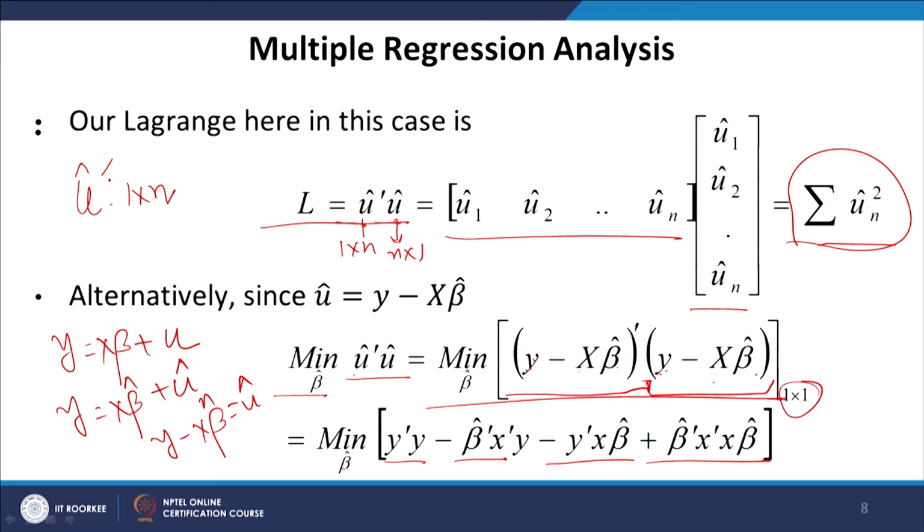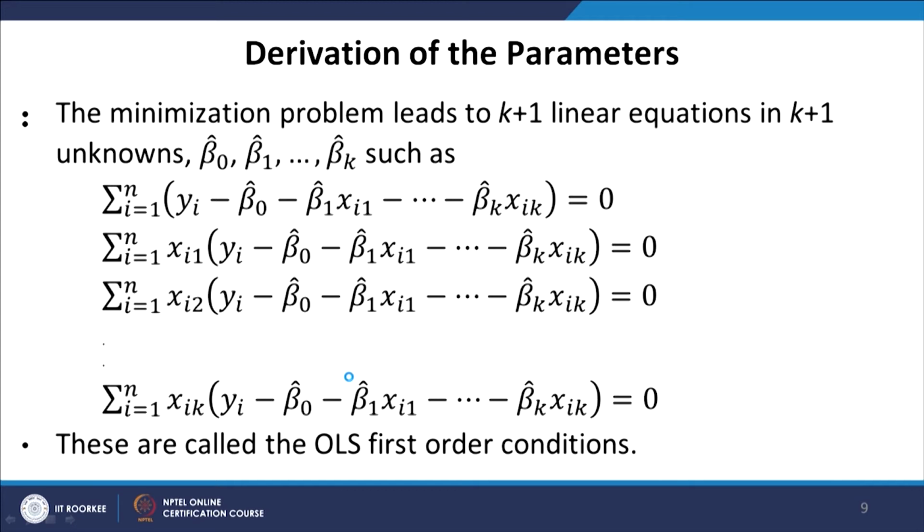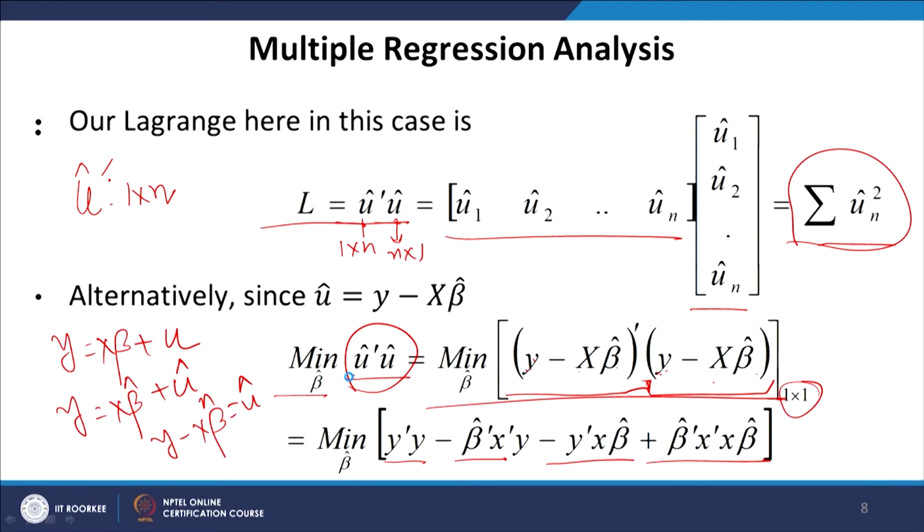Similarly, I have y prime x beta hat and then again beta hat prime x prime x beta hat. Note that this is of 1 by 1 dimension, which implies that this is also a number. Since u hat prime u hat is a number, the left hand side is a number, so the right hand side also has to be a number, fair enough. So, we are now going to minimize this expression.